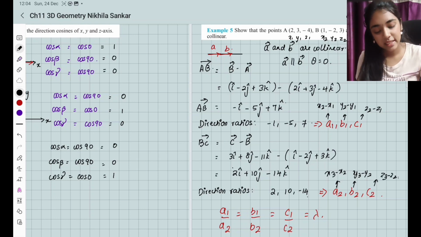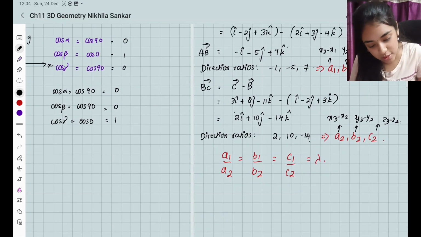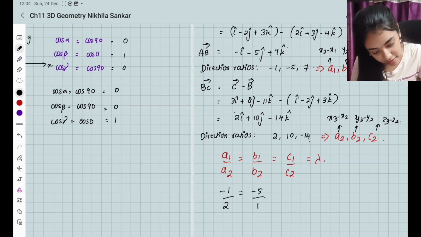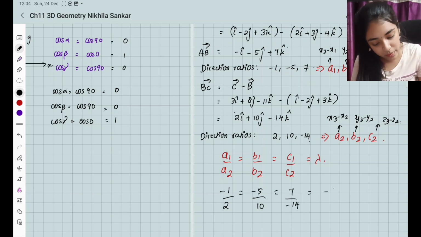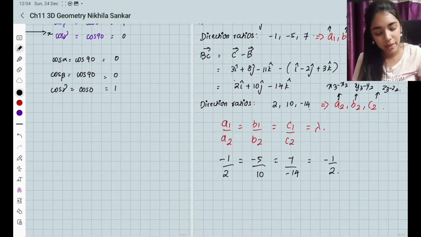கரெக்ட்டா? இந்த மாதிரி இந்த இடத்துல வெக்டர்ஸ் எடுக்காமையும் நம்மளால சால்வ் பண்ண முடியும். ஓகே, so basically இந்த ரேஷியோ ஈக்குவலான்னு பாப்போமா? So what is my a1? minus 1 divided by 2 equals b1 is going to be minus 5 divided by 10 equals c1 is going to be 7 divided by c2 is minus 14, and when I simplify everything, I see that the ratio is going to be minus 1 by 2 in all the cases. 5 by 10 என்ன minus 1 by 2, 7 by minus 14 என்ன minus 1 by 2.